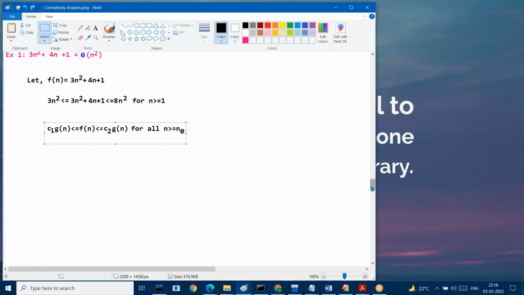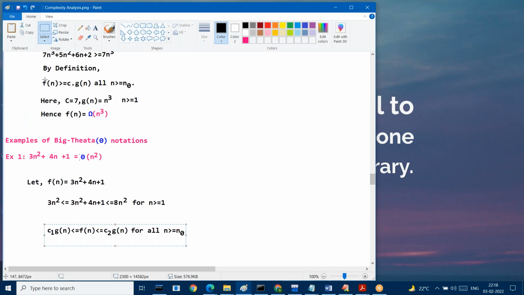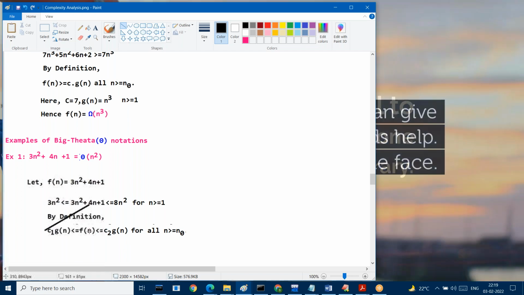This is, by definition, C1 Gn less or equal to Fn less or equal to C2 Gn for all n greater or equal to n0, and C1 and C2 are constants, sir. Now you relate. What about your C1? 3. Gn is n square. What about your Fn? 3n square plus 4n plus 1. C2 is 8, Gn is n square. No, I will not take 8. I will take 4. You take 4, no issue.